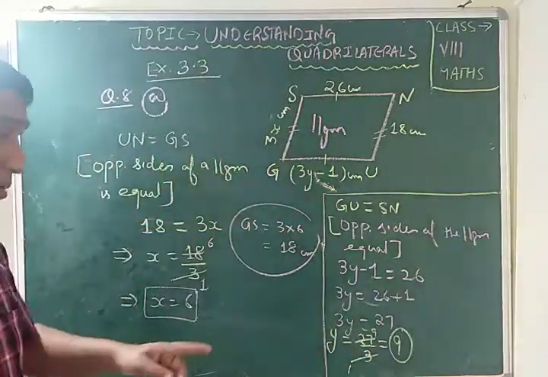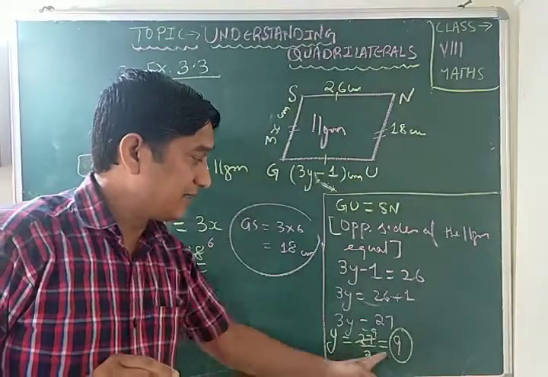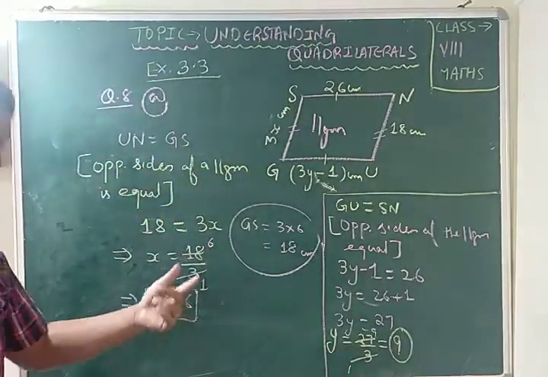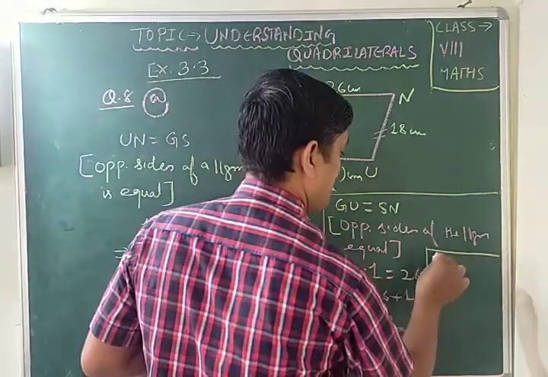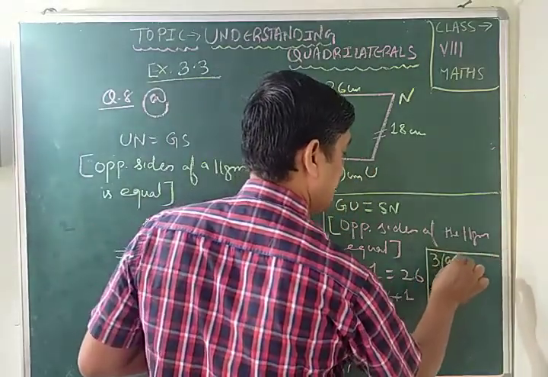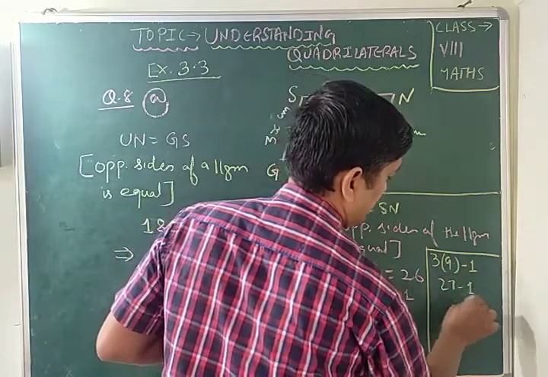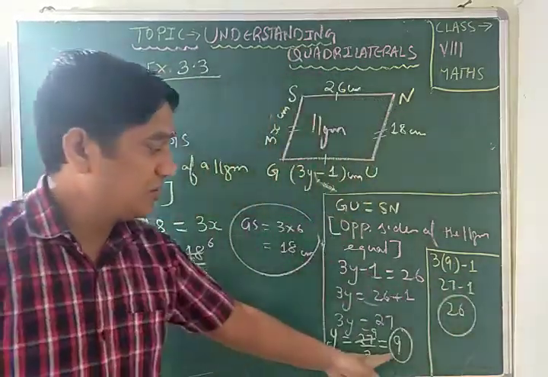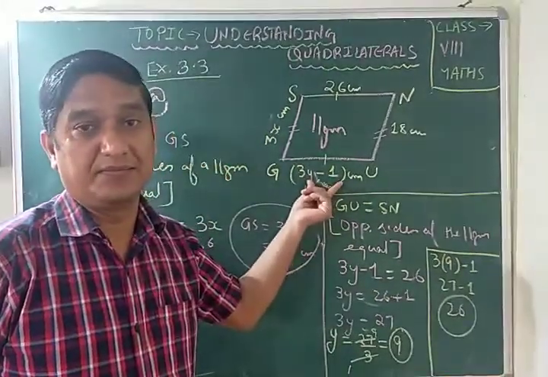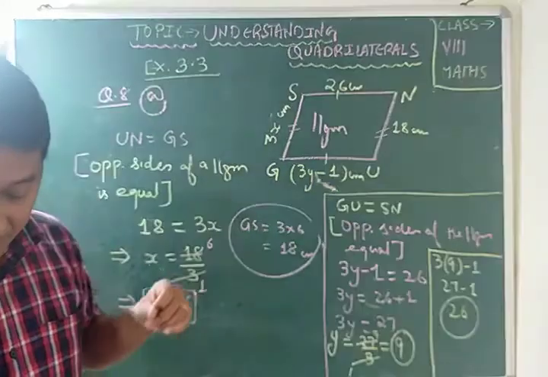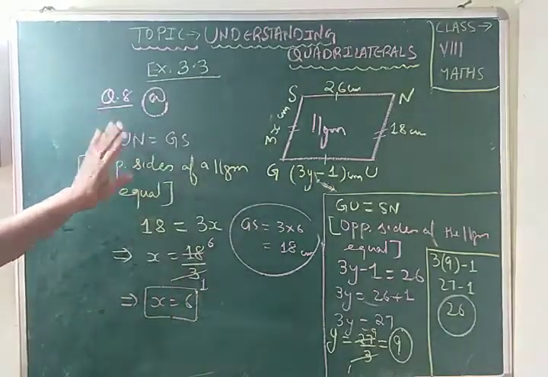You can substitute the value for checking, otherwise there is no need. We have to find the value of x and the value of y. The value of y is 9, the value of x is 6. But you may check like this. So it becomes 3 into 9 minus 1. 27 minus 1, that is 26. It means our solution is correct. It also comes 26. Now children, we will do the second part of question number 8.